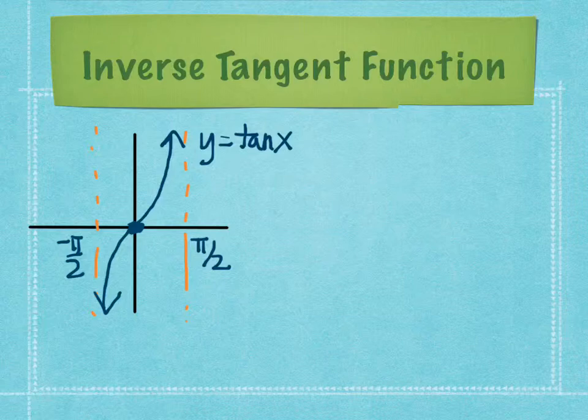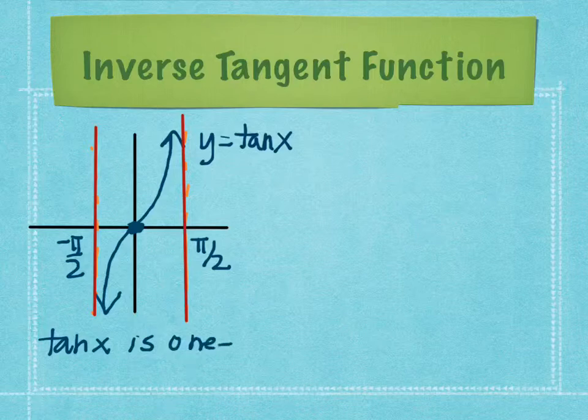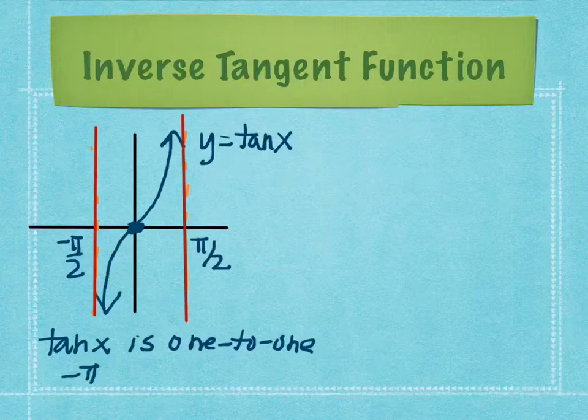Yeah. So this graph, exactly how much of it I've drawn already, tells me that if I wanted to draw those red lines in, they would be at the asymptotes, wouldn't they? So now, all of a sudden, I have a tangent graph. So tangent of x is 1 to 1 between -pi-halves and pi-halves.